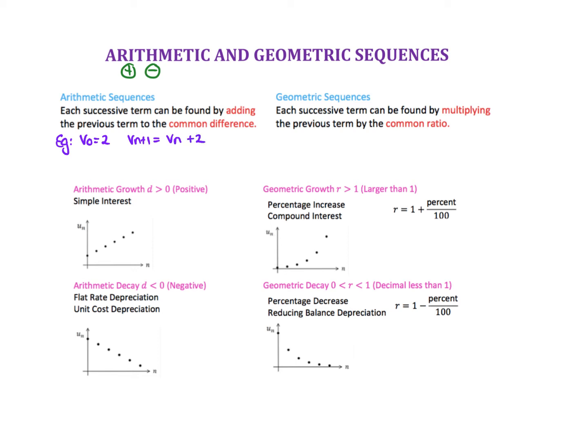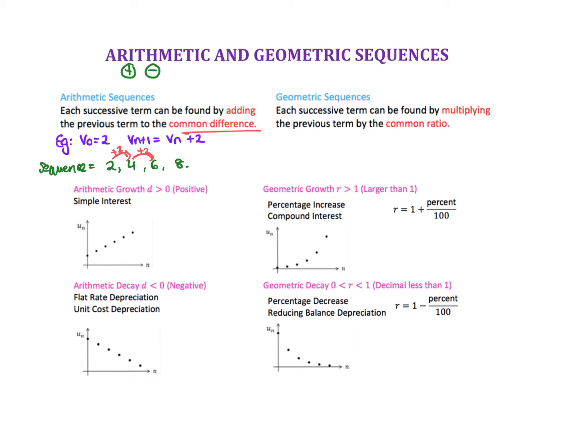Your sequence would have been 2, 4, 6, 8. You can see we're always adding this common difference, which is 2. That's the common difference, the D. They often call it D. So when you have an arithmetic sequence, you're always adding just the same amount. In this one, we're adding 2.